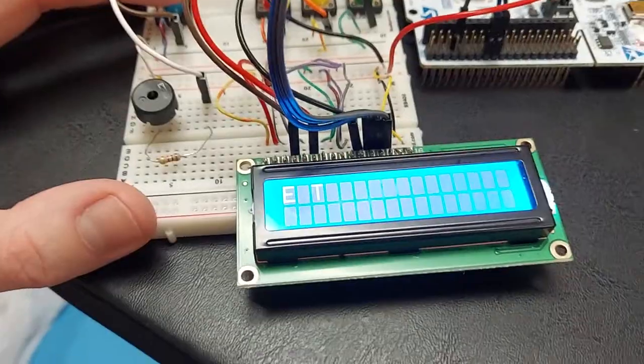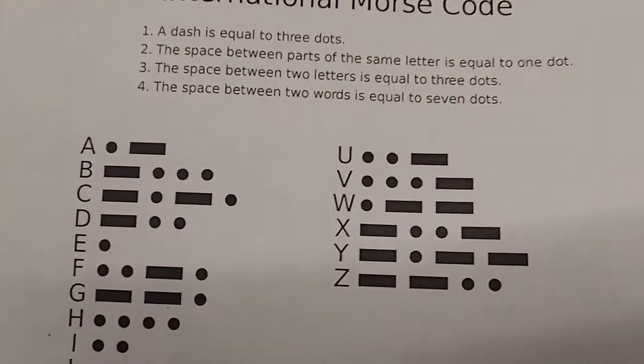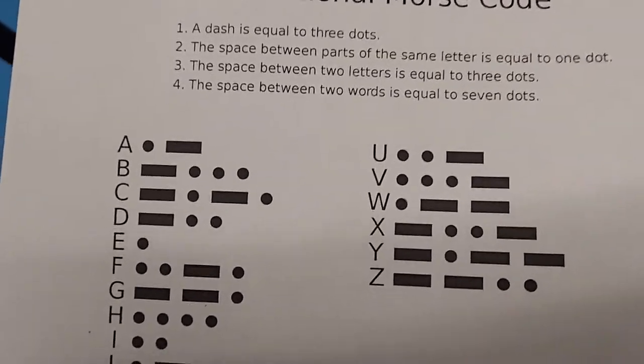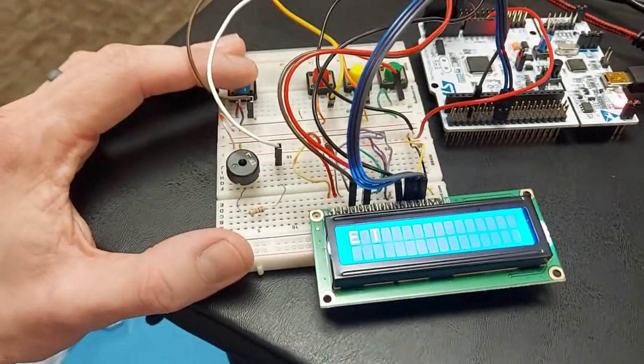And as for the space in the middle, that means at least seven dots passed between when I put in the E and put in the T. So it decided that that must have been the end of a word and it put in a space for me. But what if I try and give something a little too long?